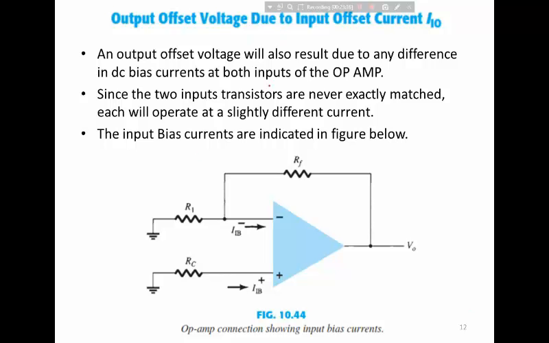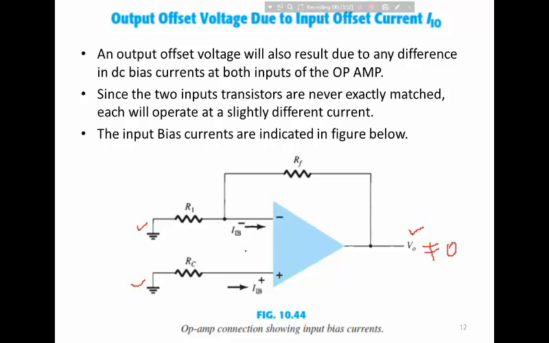Next is what is the output offset voltage due to the input offset current. Because of the input offset current, the output would be non-zero. There would be a certain offset voltage even when the inputs of the circuit are grounded. That is, no input is applied, even then the output will not be equal to 0.